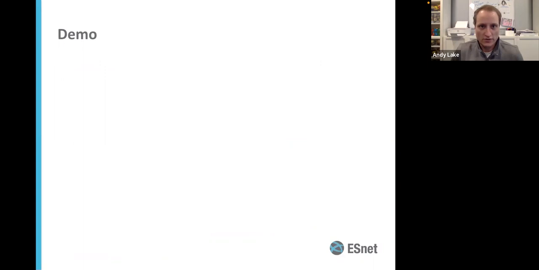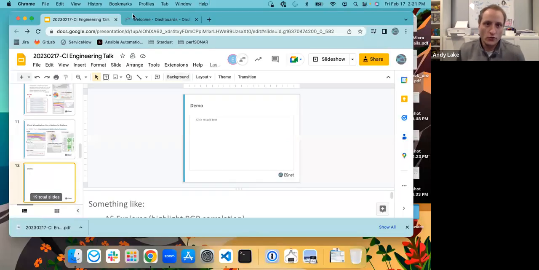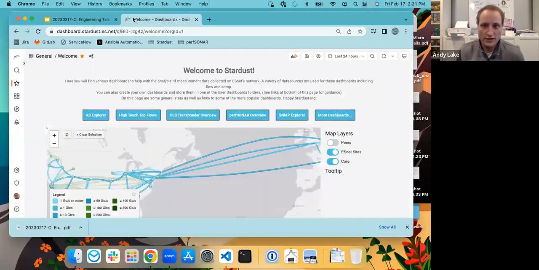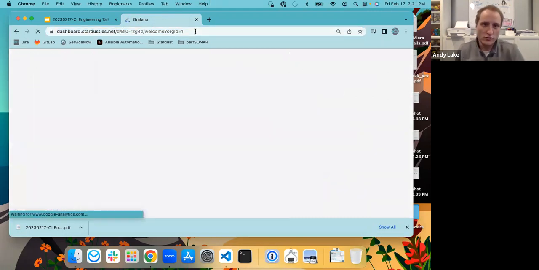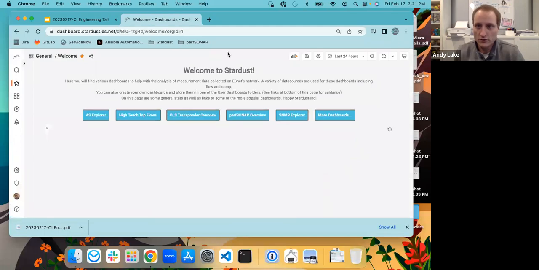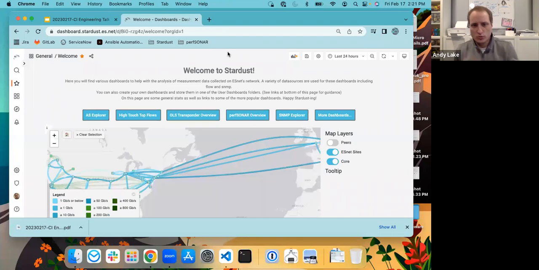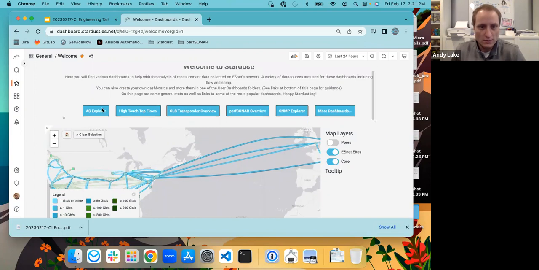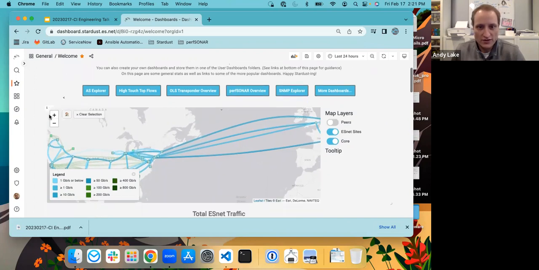So I'm going to do a little demo here, walking through some of our internal Grafana dashboards. Like I said, this is behind a login. You have to have an ESnet login currently to see all this, but I want to show you the types of things we're doing with the data. I'm just going to refresh here so we have all the latest data. So we have this page, dashboard.stardust.es.net. If you're an ESnet employee, you can come here and log in and see all of this.